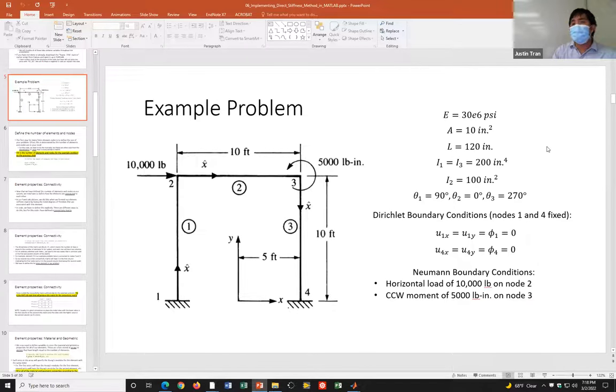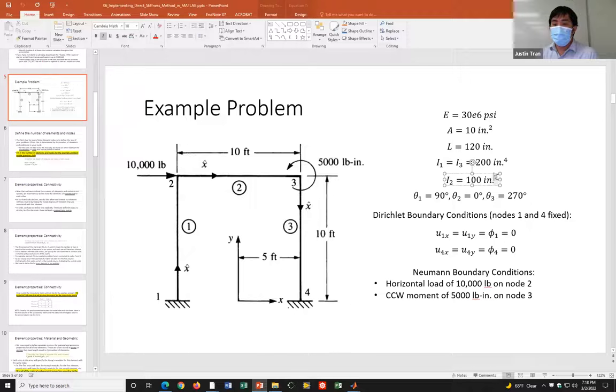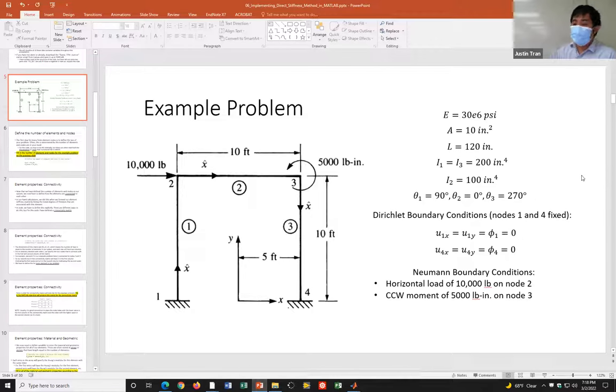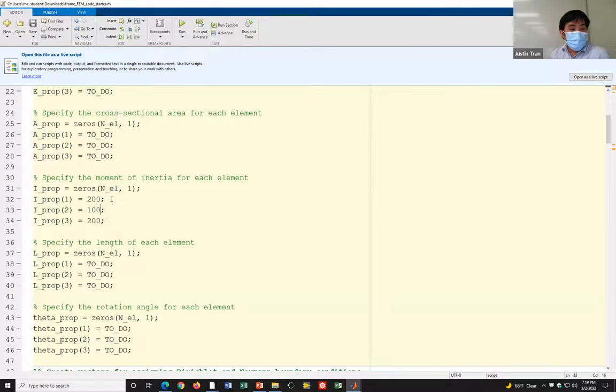It's a typo, it should be four. And so that's how we define the properties here.